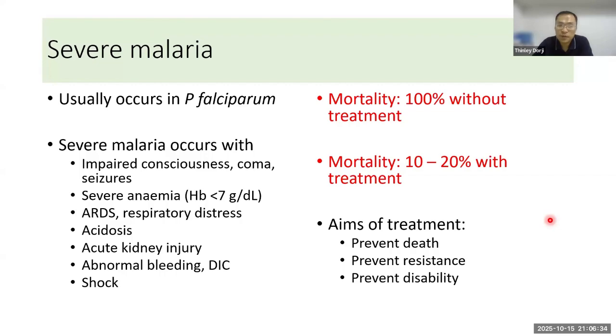Now, what are the features of severe malaria? Usually it occurs in falciparum. The features include loss of consciousness, seizure, hemoglobin less than 7 (severe anemia), respiratory distress, ARDS, acidosis, acute kidney injury, and they may have abnormal bleeding, DIC, and shock. The mortality without treatment in severe malaria is 100%, and with treatment, it comes down to 10 to 20%. Therefore, our aim with severe malaria is to provide appropriate treatment and prevent death.